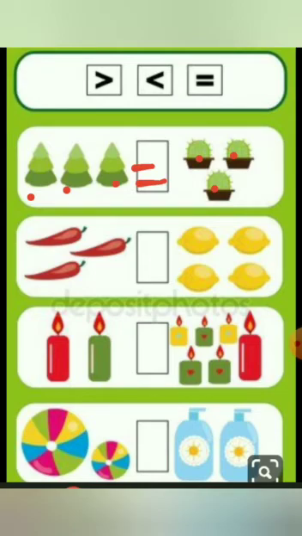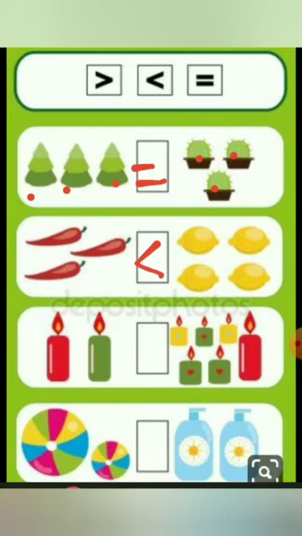Next, count the chilies. 1, 2, 3. There are 3 chilies in one group. Next, count these lemons. 1, 2, 3, 4. There are 4 lemons in another group. So, you can say that 3 is less than 4.